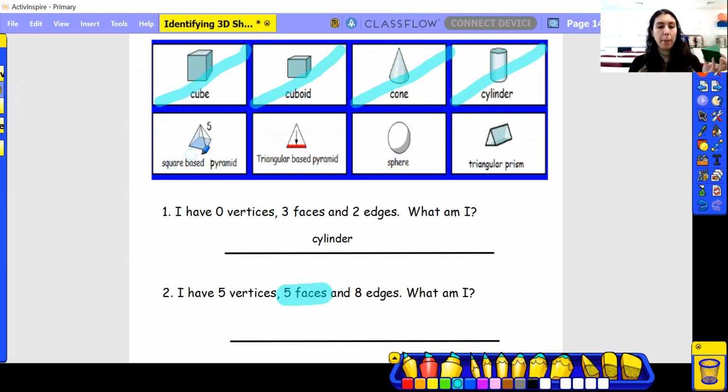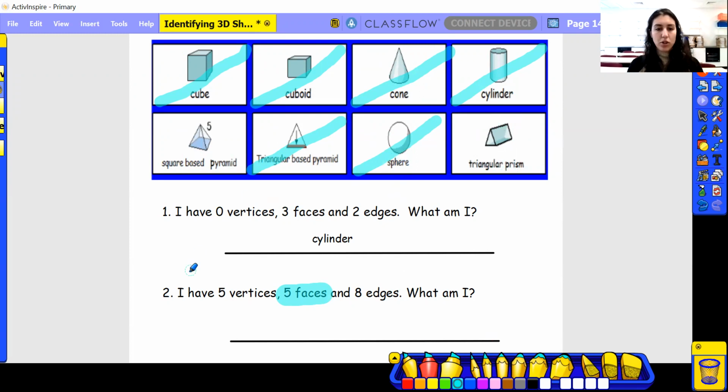So it could be this one. The triangular-based pyramid has got the 1 face on the bottom, 2, 3, 4 faces, so it's not that one. We just talked about the sphere. The sphere has got 1 face, so it's not that one. And our triangular prism has 1, 2, 3, 4, 5 faces. So it could be this one.